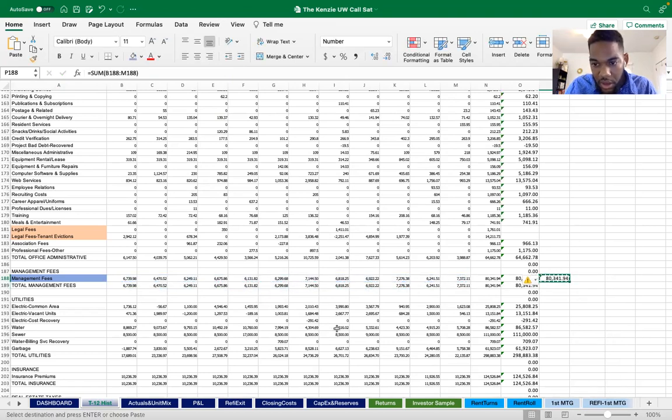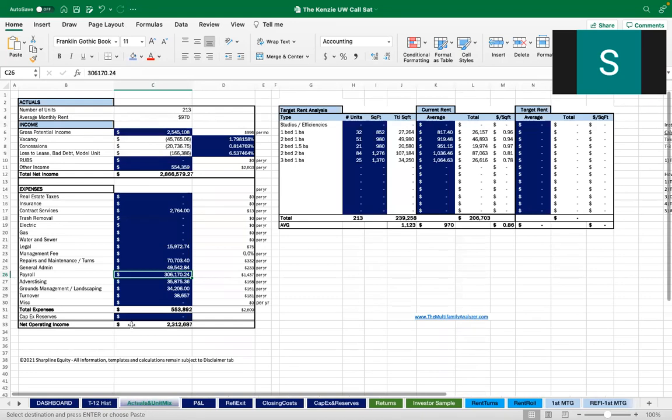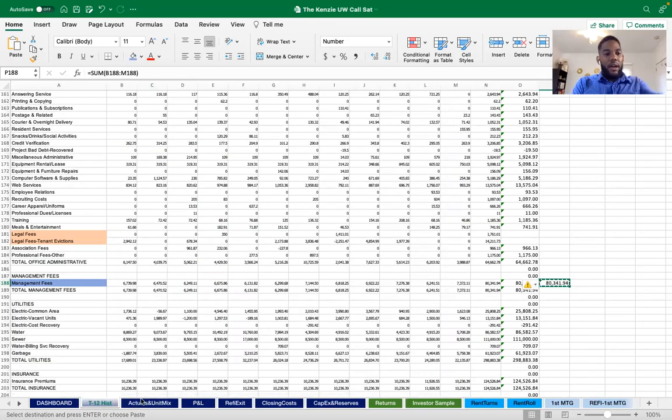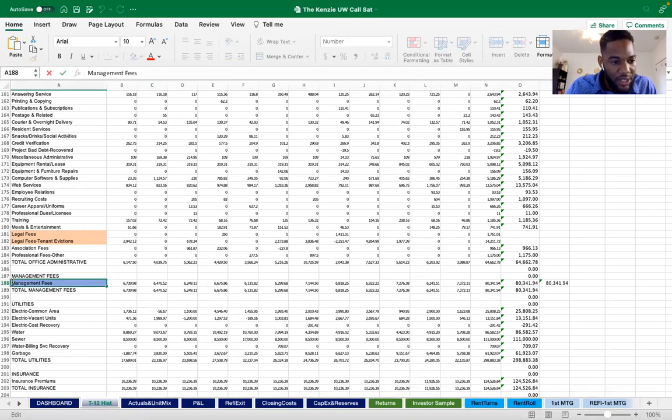Alrighty. So why is payroll not included in the management fees? Payroll is usually related to on-site workers. A management fee, I think, is better understood if we change it from management fee to property management fee. This is a property management company that you're hiring to manage your property.